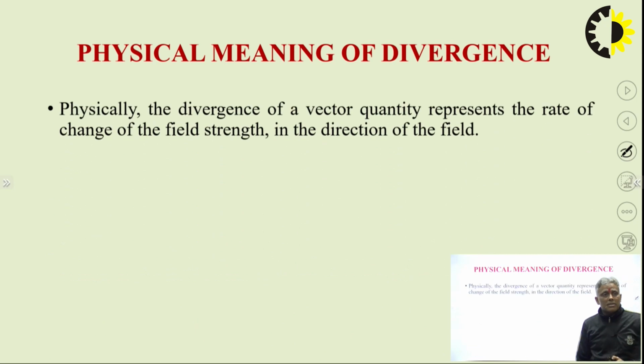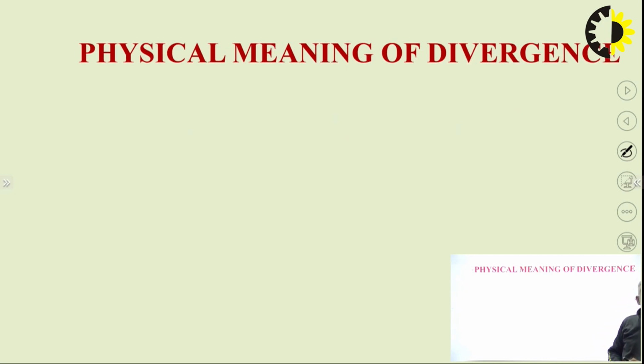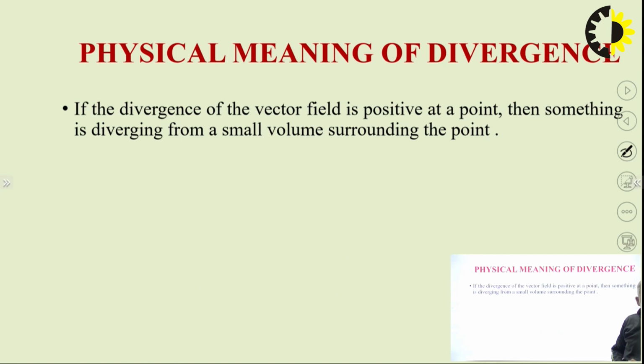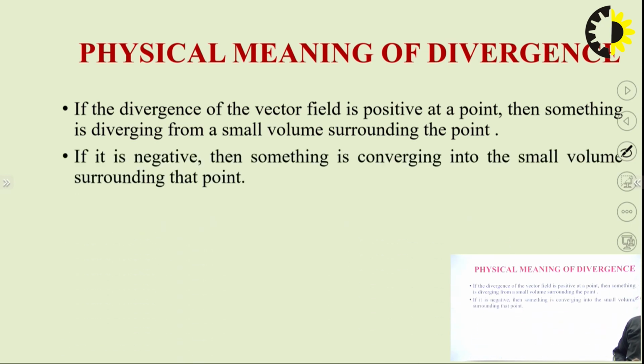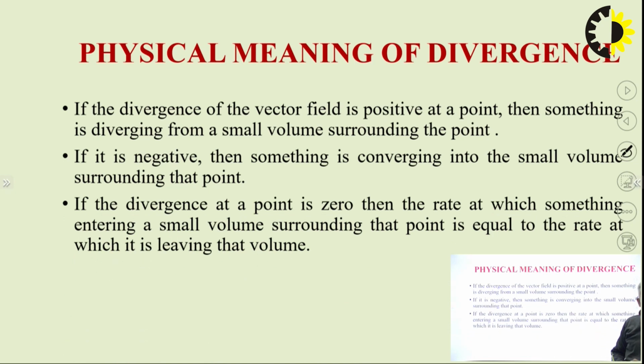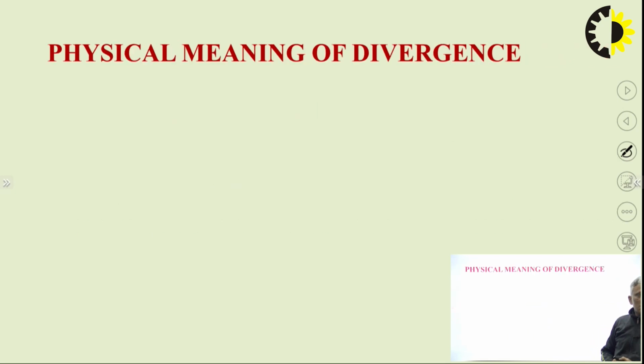Physical meaning of the divergence, right? Physically, the divergence of a vector quantity represents the rate of change of field strength in the direction of the field. If the divergence of a vector point function is positive at a point, then something is diverging from a small volume surrounding the point. If it is negative, then something is converging into the small volume surrounding that point. If the divergence at a point is 0, then the rate of something entering a small volume surrounding the point is equal to the rate at which it is leaving the volume.